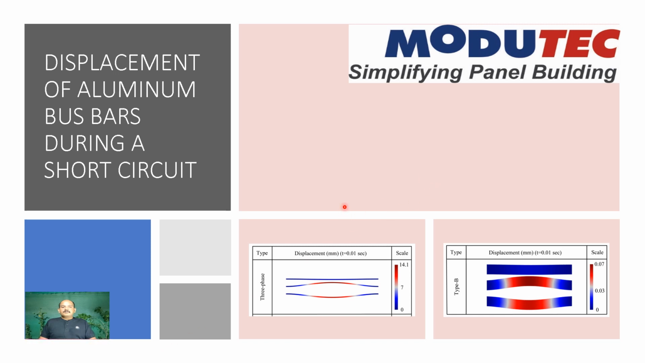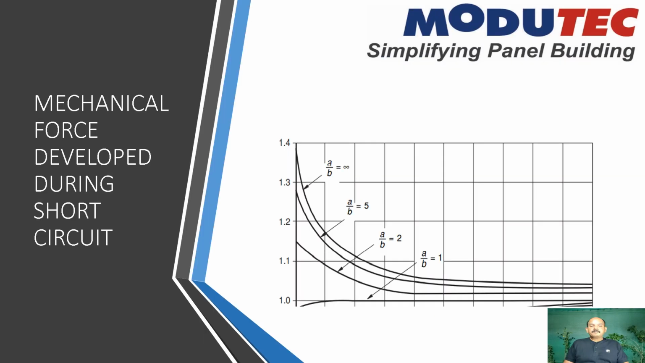So during short circuit, how will it impact the bus bar system? You can see here, this is the impact. Ripple forces are coming during the short circuit, so it looks like this. To reduce this, we can increase the distance between the phases. So this is the mechanical force developed during short circuit.